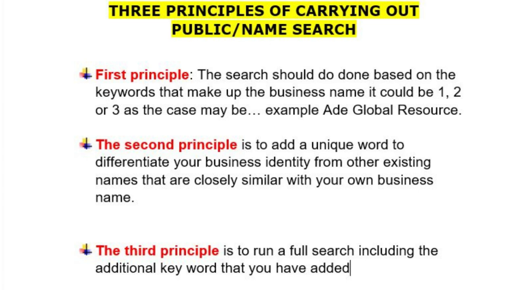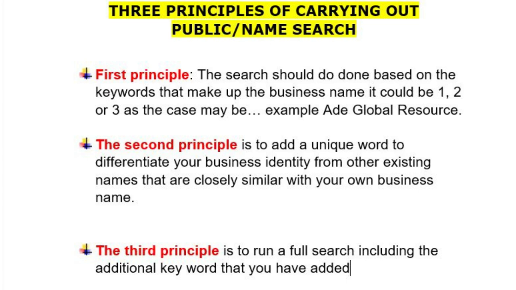Now the third principle is to rerun a full search including the additional keywords that you have added. So since you have selected Ade Global Resource and you have added Exclusive to it, then you do a full or complete search on the CAC search portal to confirm the availability of the name. Having said all of this, let's look at a simple practical section on how you can achieve this.